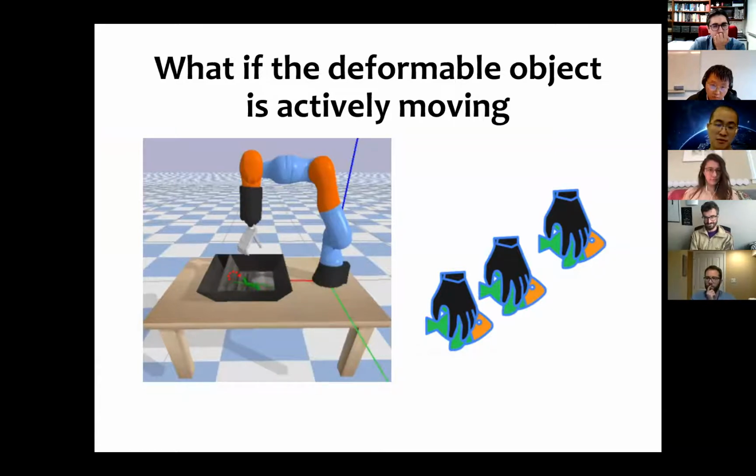Assume that there's a fish, and the robot wants to grab that fish. The fish can move by itself. Humans can do that easily because we have very good grasping, very good sensors, and a very good policy. But for robots, it is difficult.